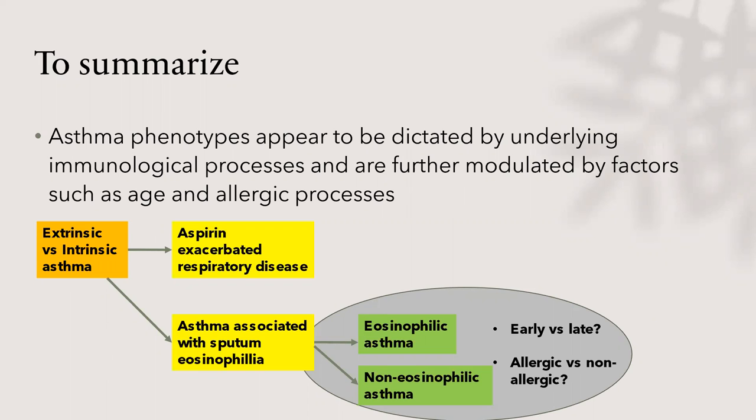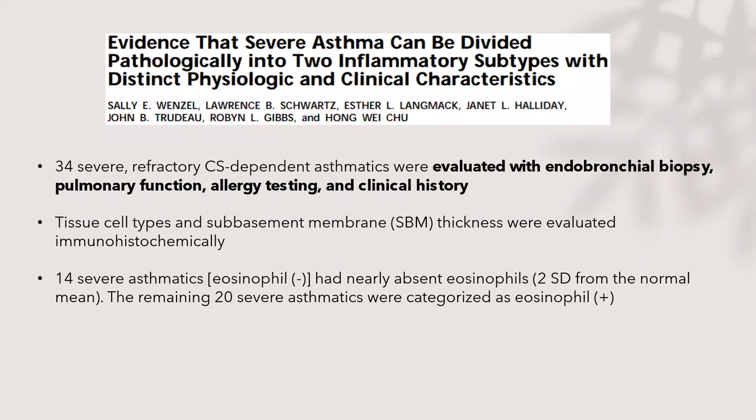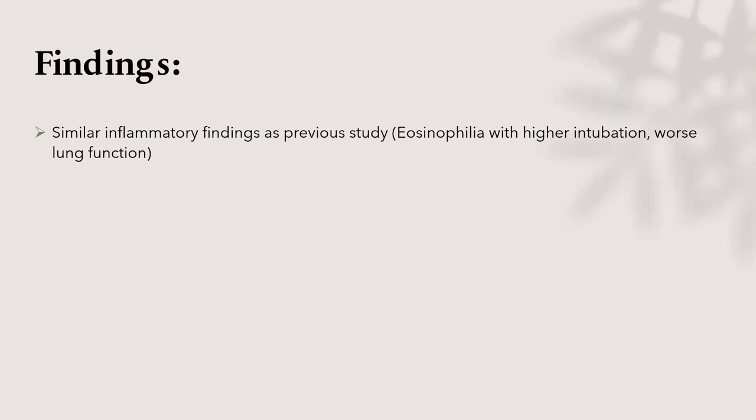They did another study, which was very similar. The only difference I'll point out is that they also evaluated with an endobronchial biopsy. Allergy testing and clinical history were about the same. They used the same cutoffs, the two standard deviations, to put patients in the eosinophil group and the negative group. Long story short, they found the same finding, eosinophilia with higher intubation and worse lung function.